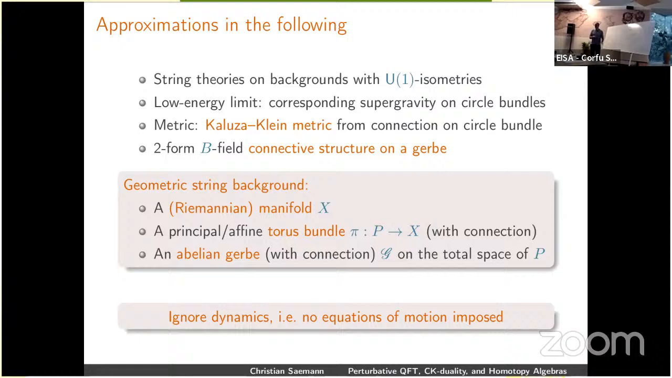So to me, a geometric string background will thus be just a Riemannian manifold, then a principal or affine correspondence. Let's stick to principal for this talk. We can expand this quite a bit. A torus bundle over this Riemannian manifold with connection. And then an abelian gerbe with connection that lives on the total space of this torus bundle. Right. So I mean, this torus bundle is responsible for describing the U1 isometries. And the gerbe on the total space of this bundle will capture this B field that I have around and will capture the topological aspect, right? Because also the B field can be topologically non-trivial and the gerbe is responsible for capturing that.